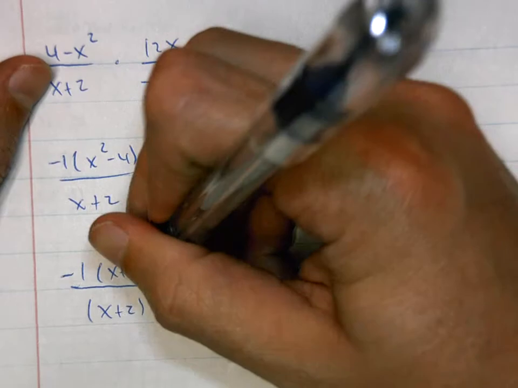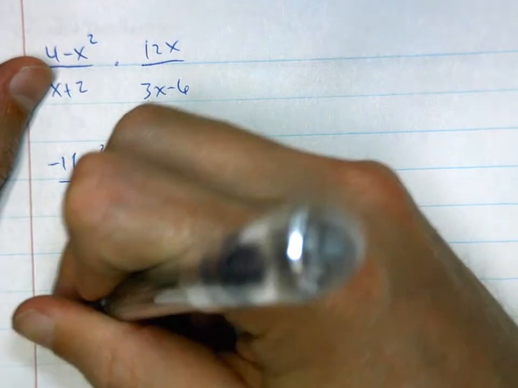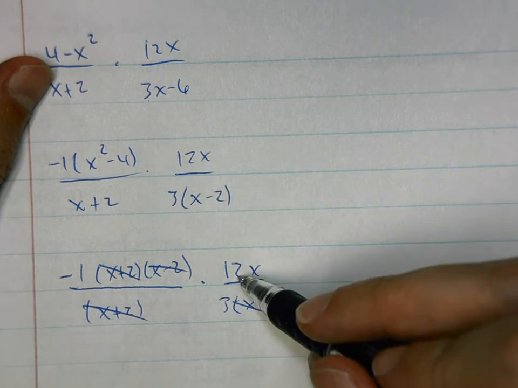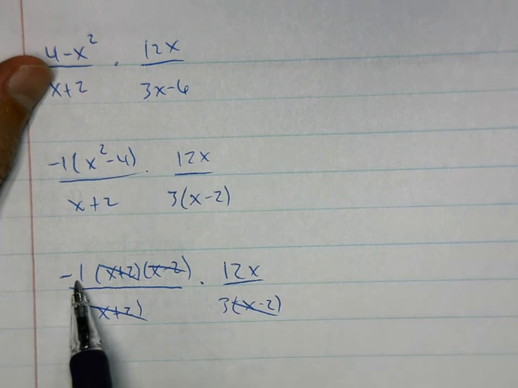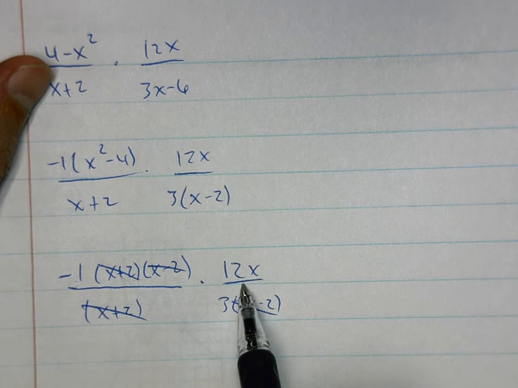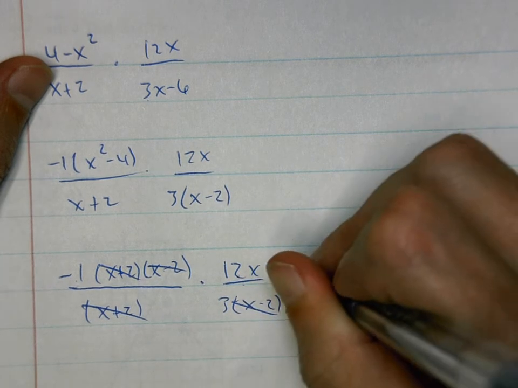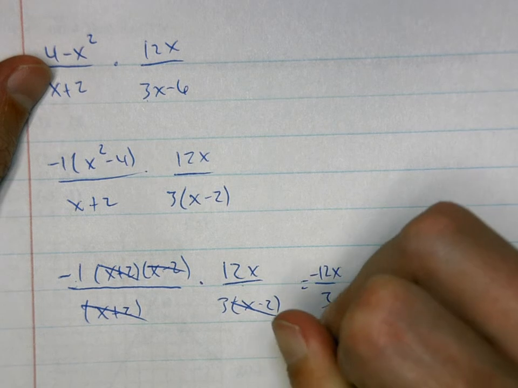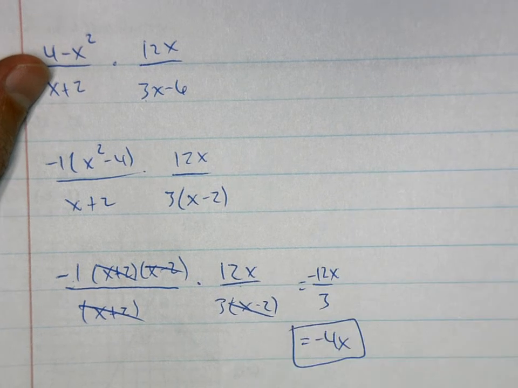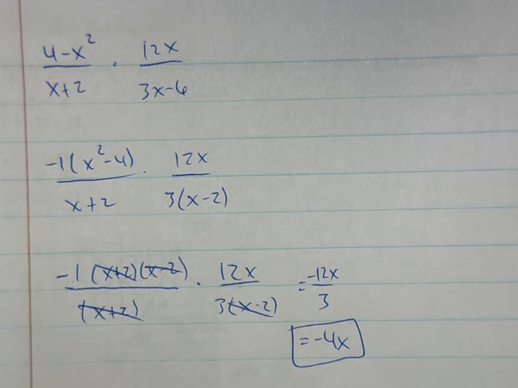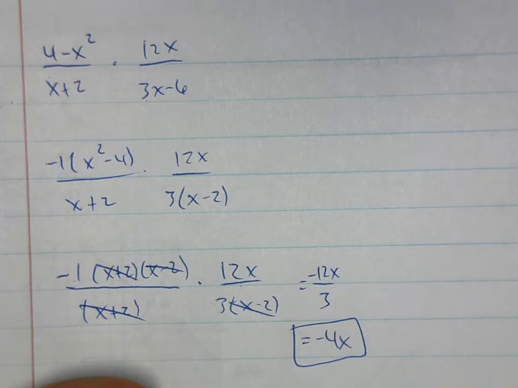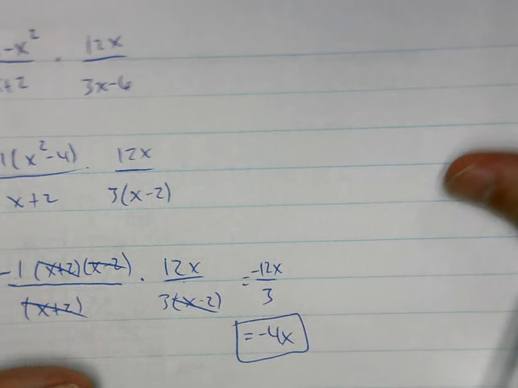So the x minus 2's will cancel, the x plus 2's will cancel, and so we have 12x divided by, negative 1 times 12x is negative 12x divided by 3, which comes out to negative 4x. That was number 9. Number 10.